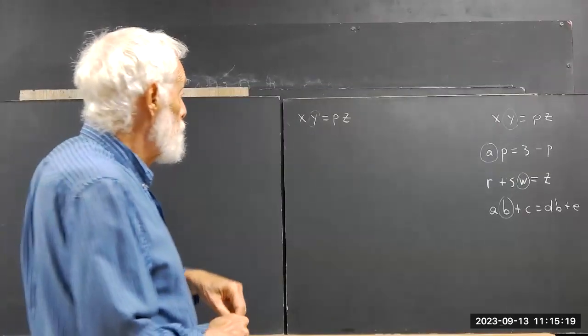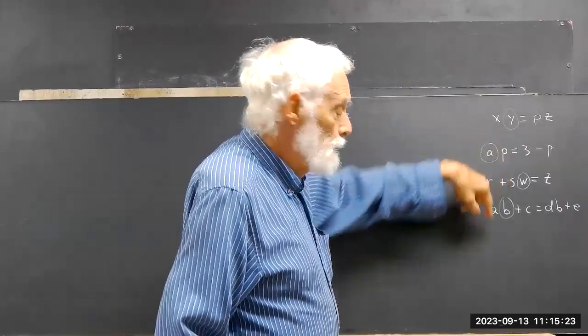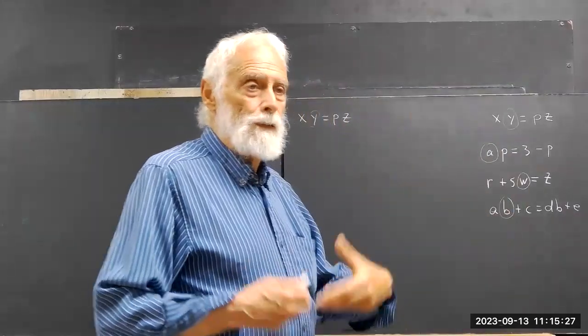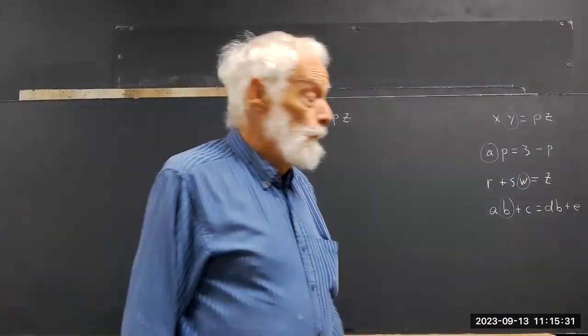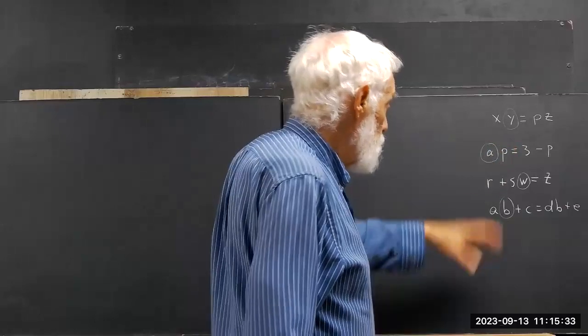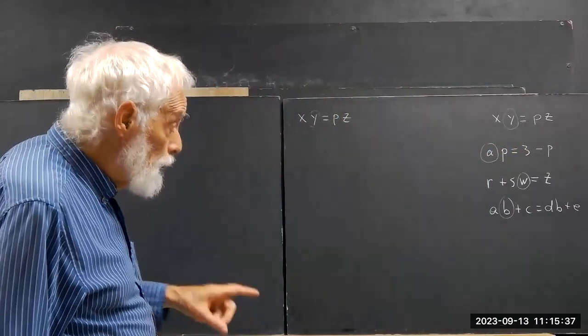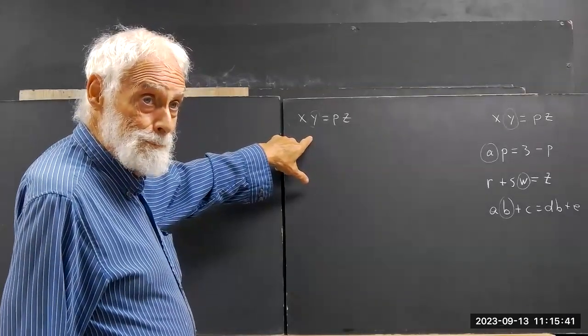Okay, we've got xy equals pz. Now I'm circling the variable that I want you to solve for. Normally you have the equation, and then you have the instruction, solve this equation for q or whatever it is. I just circled them to avoid having to write all that, and also because it's a good idea to circle the variable you want to solve.